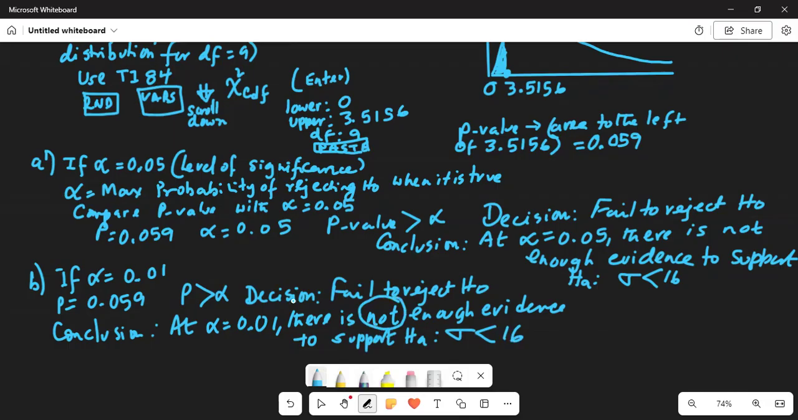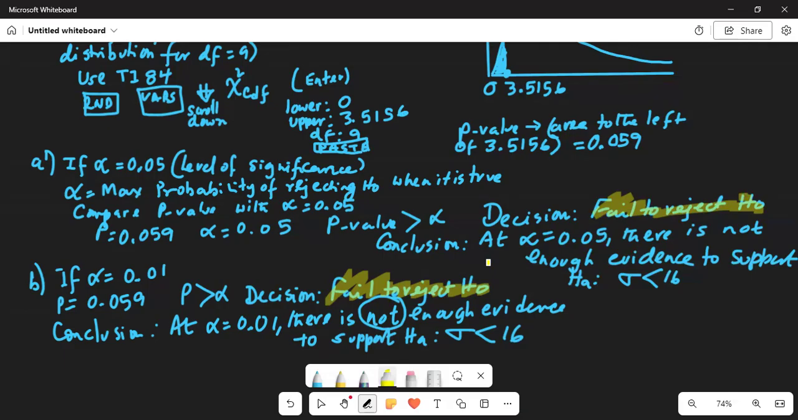Okay, and the decision is, I will highlight, in both the cases it is fail to reject H0. Same over here, fail to reject. And in both cases the p-value is greater than alpha value. That's why we fail to reject H0.